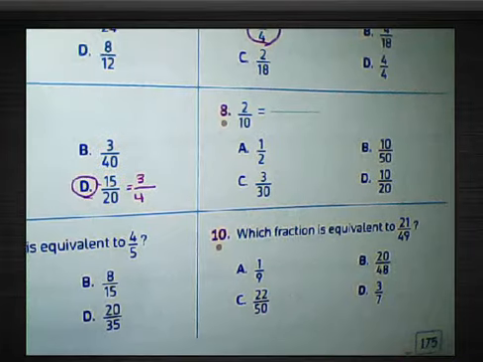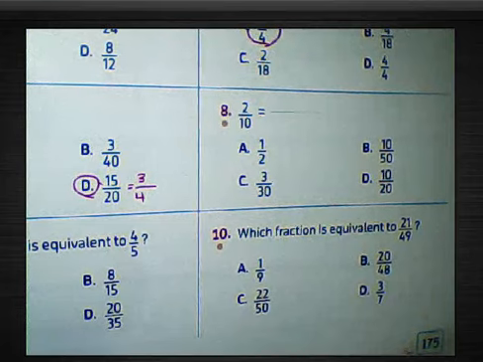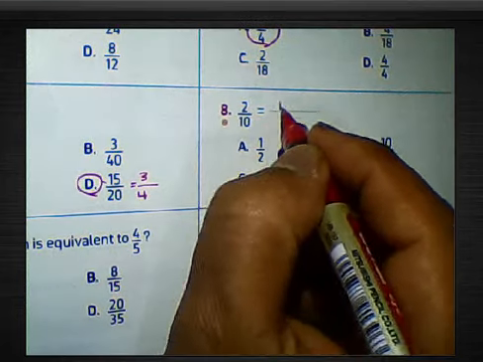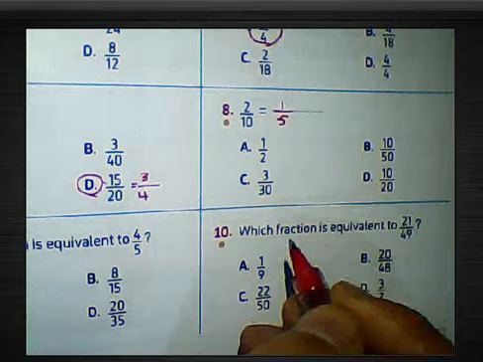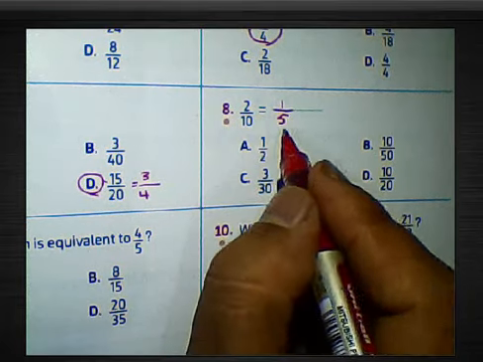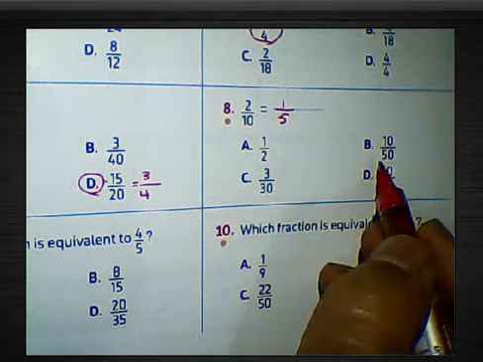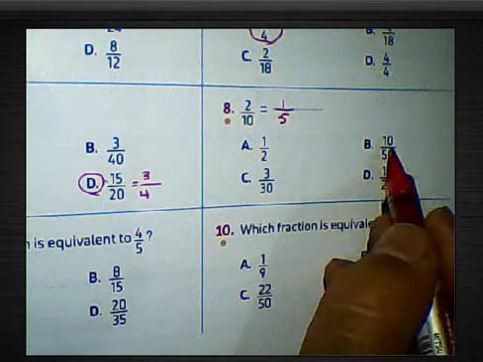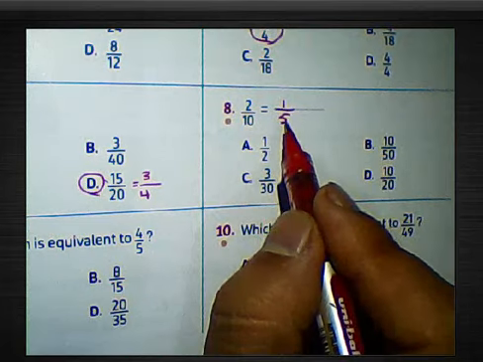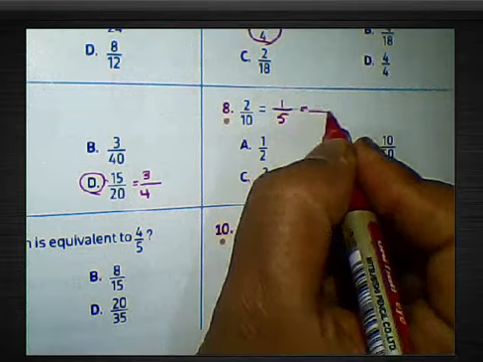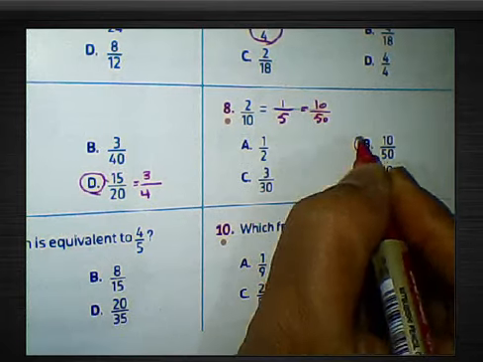Question number 8. 2 over 10. We can simplify it by dividing by 2. 2 divided by 2 equals 1 and 10 divided by 2 equals 5. We don't have 1 over 5 here, but look at letter B. 1 times 10 equals 10 and 5 times 10 equals 50. The result will be 10 over 50, letter B.